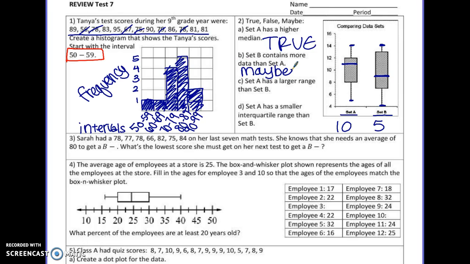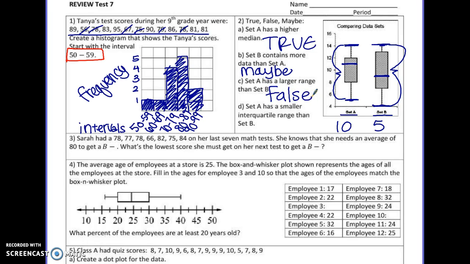We can't tell. Set A has a larger range than set B. So we're talking about the range now. Remember, so that's from low to high. And the range on B, low to high. Is A larger than set B? Well, we're talking from here to here and here to there. So set A is not larger, it's smaller. That's false.